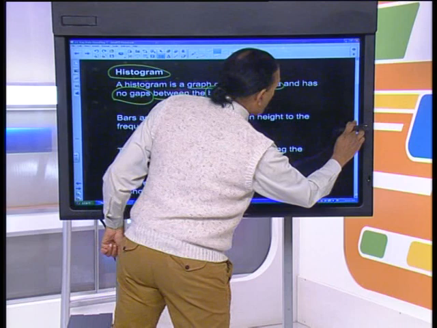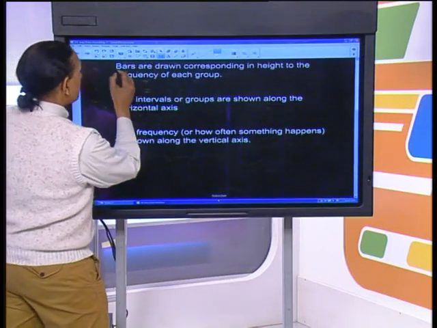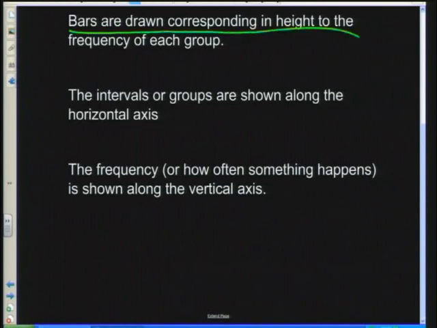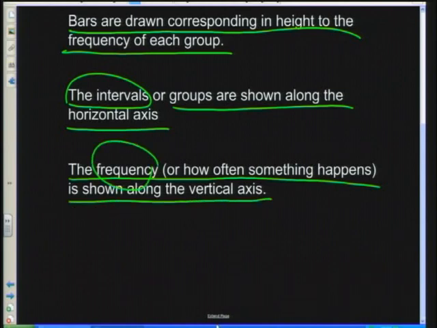Now, when you draw histograms, the bars are drawn corresponding in height to the frequency of each group. The intervals of groups are shown along the horizontal axis. The frequency, or how often things happen, is shown on the vertical axis. The frequency is just how many times it occurs or happens.